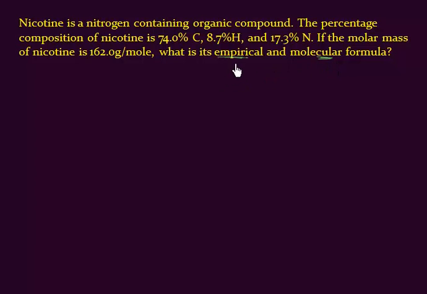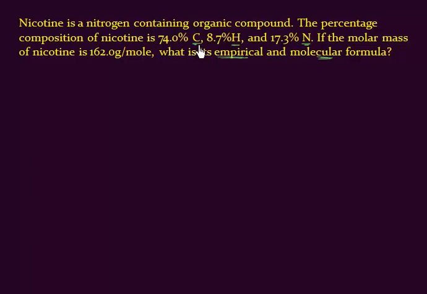Let's calculate the empirical formula first. Here the question says the percentage composition of different atoms. Different atoms present in the nicotine compound are carbon, hydrogen and nitrogen. And if we combine all the percentage of these atoms, it should reach 100%. 74.0 plus 8.7 is equal to 82.7, and 82.7 plus 17.3 is equal to 100%.